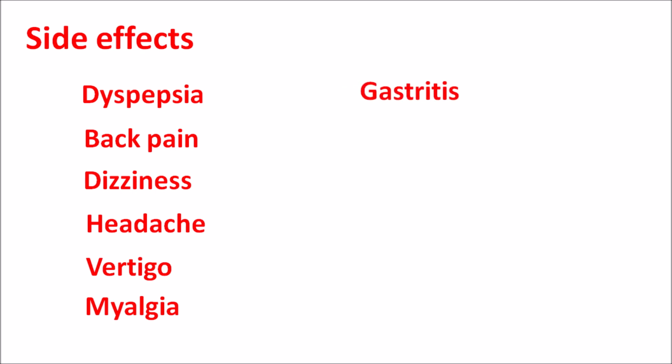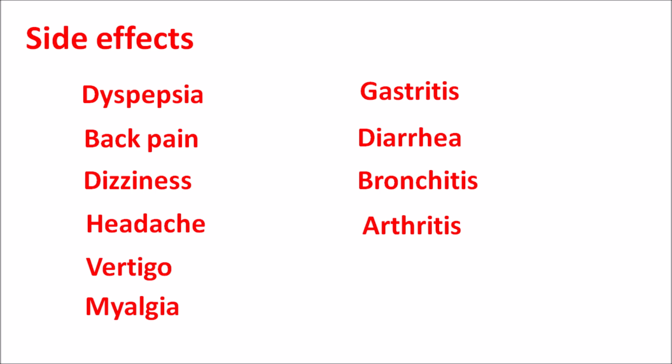What are the side effects? The important side effects are related with the GIT. It can produce some dyspepsia. It can also produce some muscle disorders resulting in back pain. Central side effects like dizziness, headache, vertigo. It can also produce myalgia, muscle pain, gastritis, diarrhea, and inflammatory disorders like bronchitis, bronchial inflammation, arthritis, inflammation at the joints. It can also produce asthenia, lack of energy. Tooth disorders can be observed with this ibandronate.